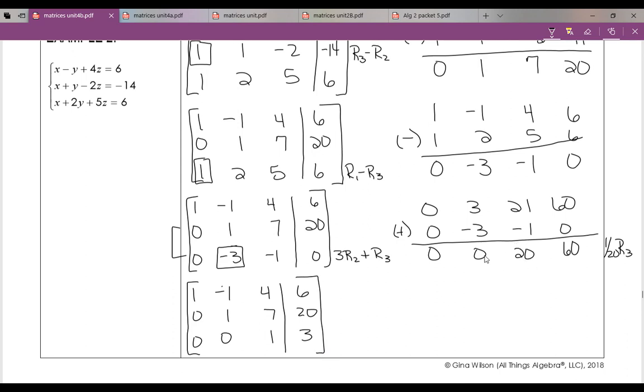Now remember, 20 times 1 over 20 gives me 1. That's where this one came from. 60 times 1 over 20. 20 goes into 6 3 times, so that's where the 3 comes from. So now I know x minus y plus 4z equals 6. I know y plus 7z equals 20. And I know that z is flat out 3.